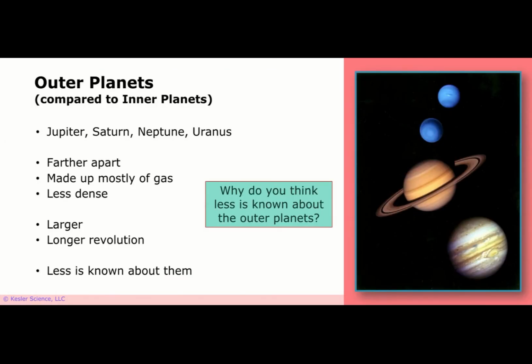The next are the outer planets. What are the outer planets? You have Jupiter, Saturn, Neptune, and Uranus. Now, these planets are spread apart. They're farther apart from each other, and they're mostly made up of gas. They're less dense, meaning they're lighter. If you are going to visualize it, they actually could float in water if they were a small size. Their size is actually very large, and it takes them a long period of time to complete one revolution around the sun, longer compared to the inner planets.